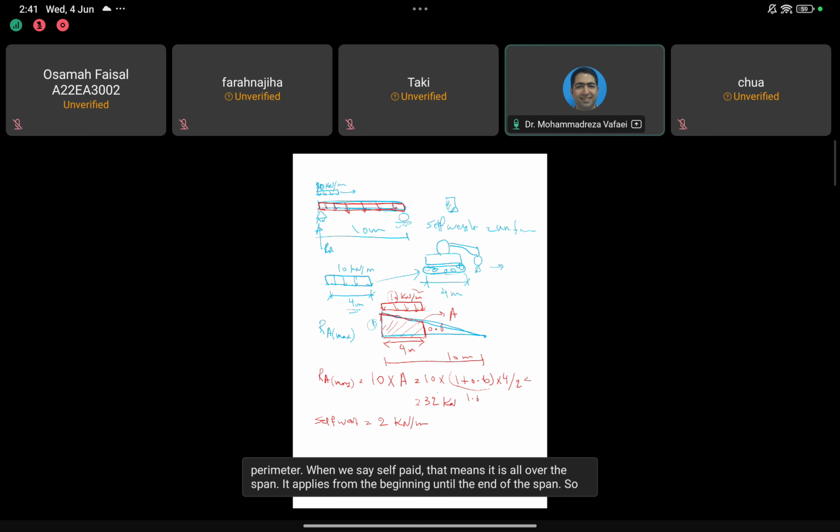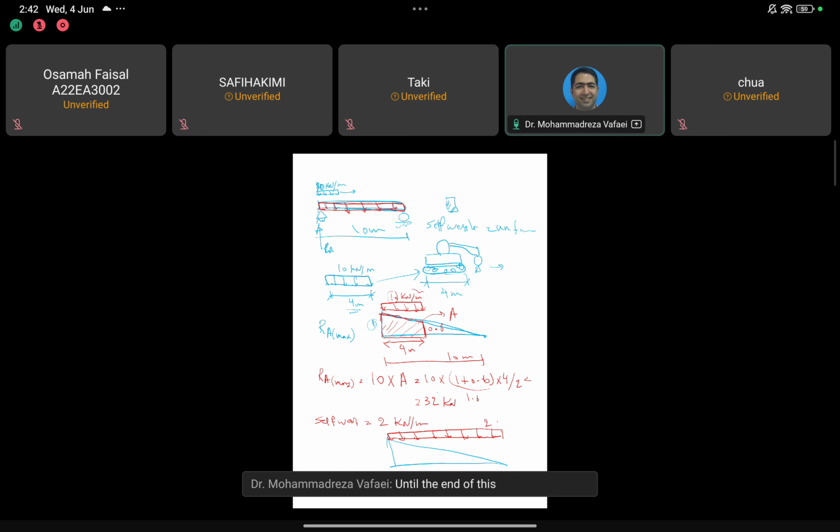So if you want to calculate the reaction due to the self-weight, you do the same method that I explained for moving load. That means first we draw the influence line for RA, and then we need to place the self-weight on top of our structure. But now we don't need to decide where we should put it because self-weight is always all over the span. So it starts from the beginning of the span until the end of the span, and it doesn't move.